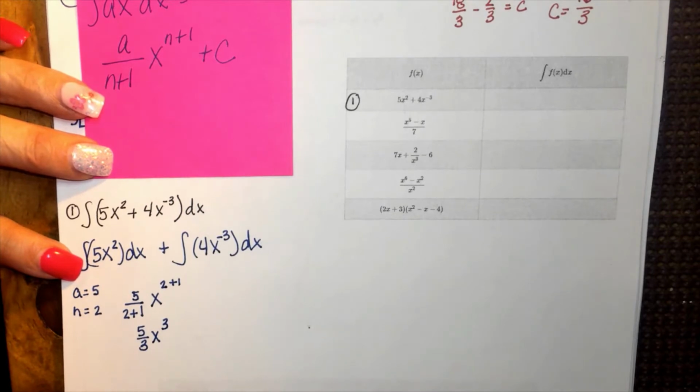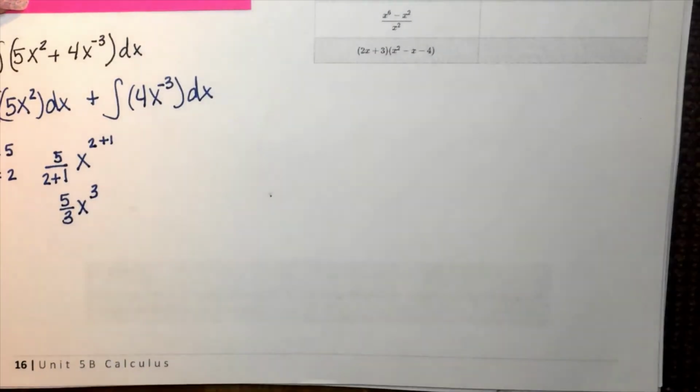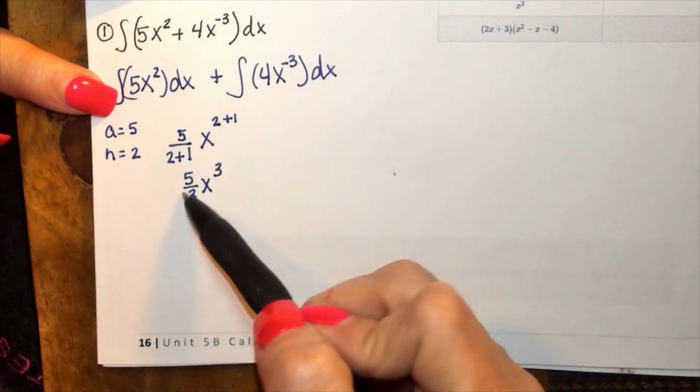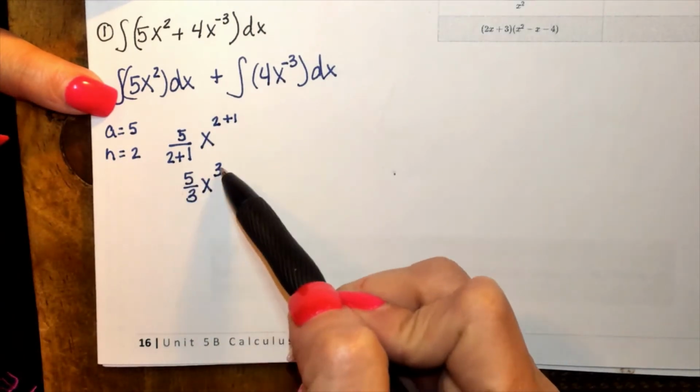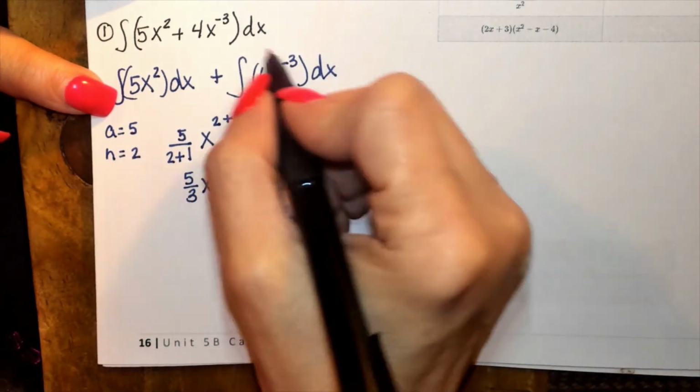And I'm going to check it. When I integrate that, the 3 would come down, the 3's would cancel. This would be 5x squared. And then I'm going to integrate this one.